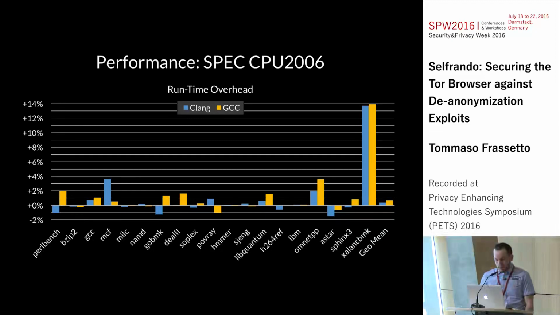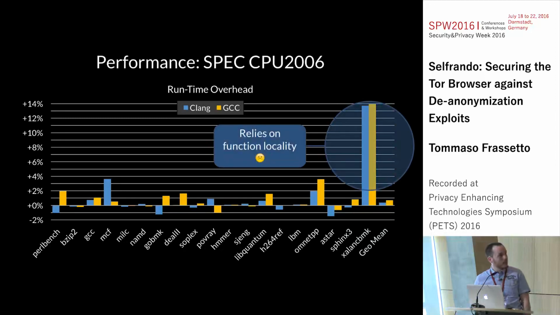The only outlier, the elephant in the room, is Xalan. We analyzed why it has such high overhead, and we determined that it relies heavily on function locality, which means that certain functions need to be near each other to have good performance. However, the other benchmarks do not have such a high overhead, and this means that relying on function locality this much is not usual.